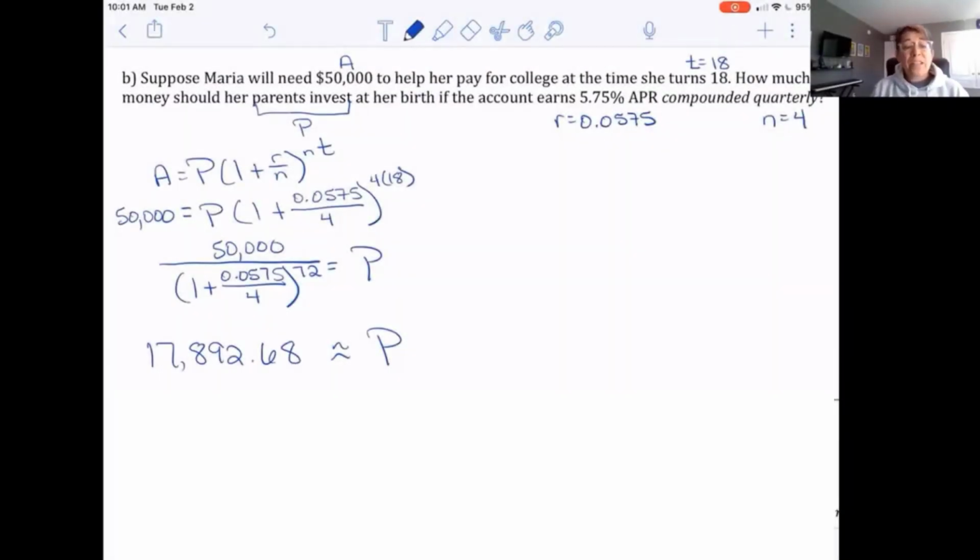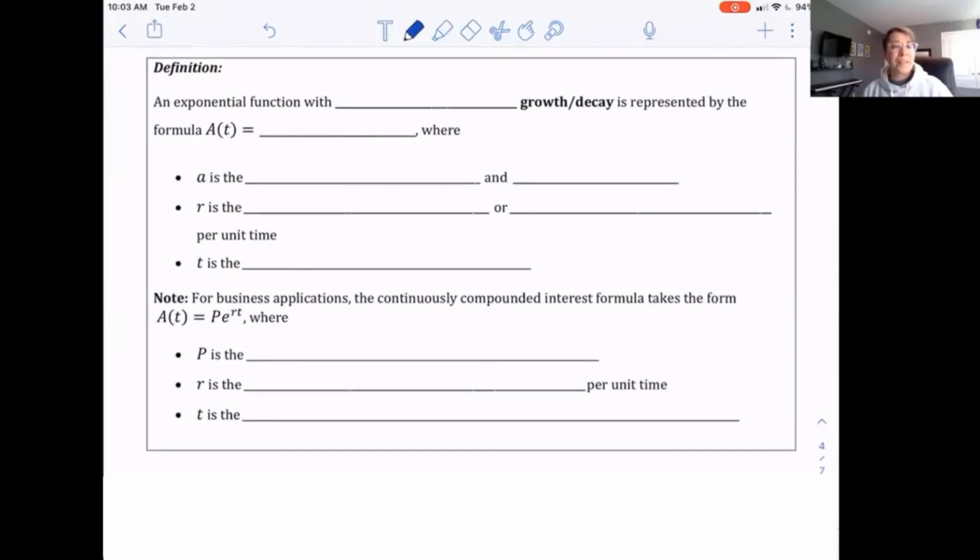That means her parents need to invest $17,892.68 at the time that she's born in order for her to have $50,000 at that interest rate by the time she turns 18. This comes in very handy if you're trying to save up for a car or the down payment of a house. It's nice to have.